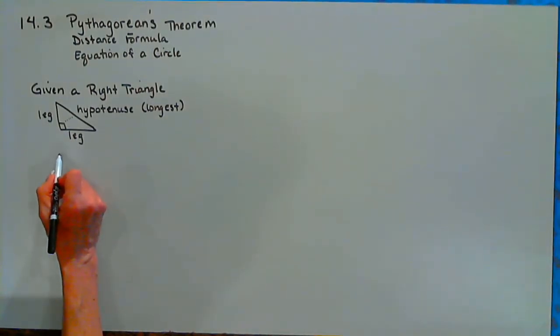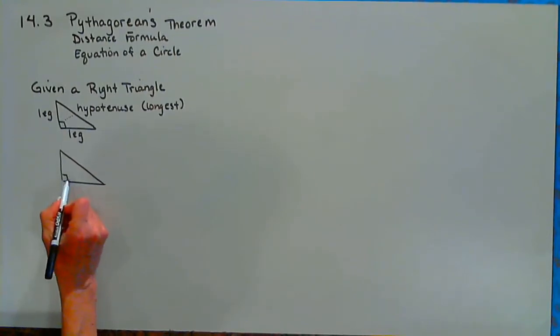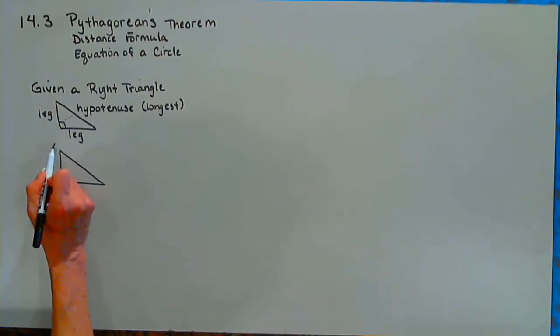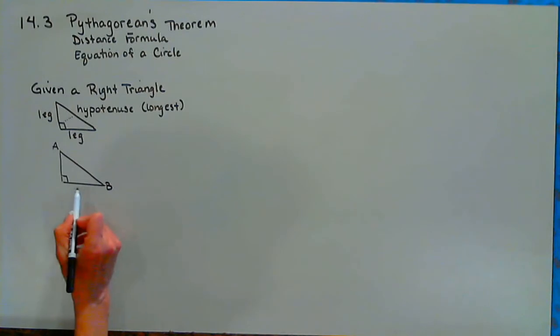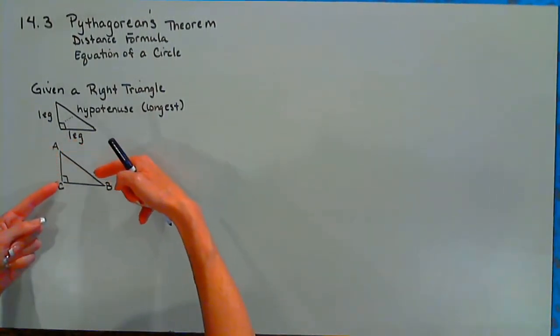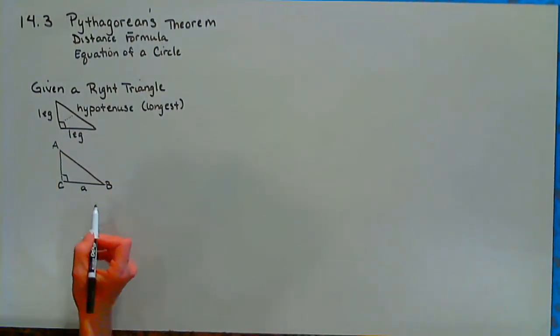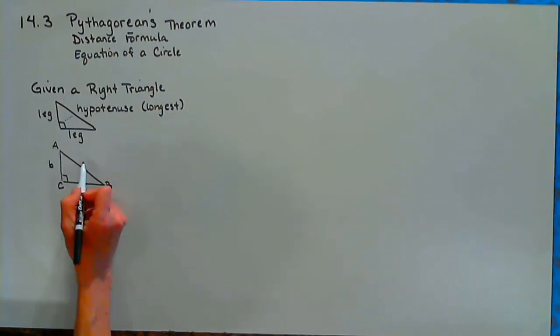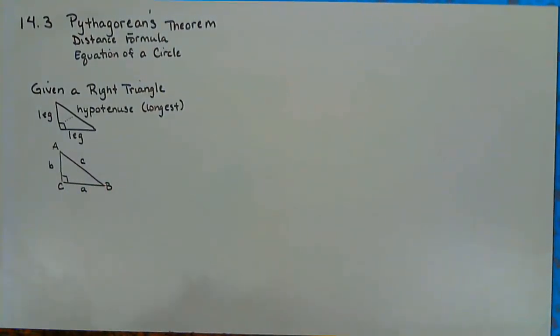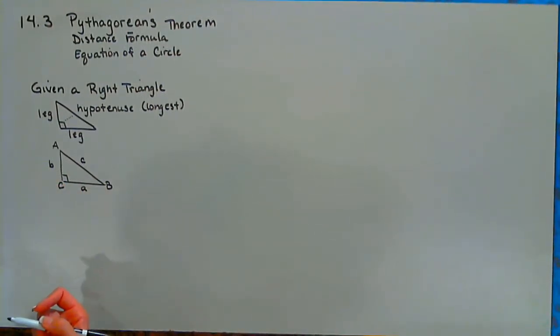So you may see it written this way. If I give you a right triangle, and this time I'll call this angle A, angle B, angle C. The side that is across from angle A, we call lowercase a, lowercase b, and we'll call the hypotenuse lowercase c. Remember, capital letters represent vertices or points. Lowercase letters represent lines or line segments.